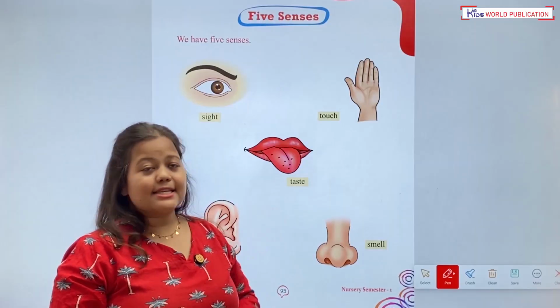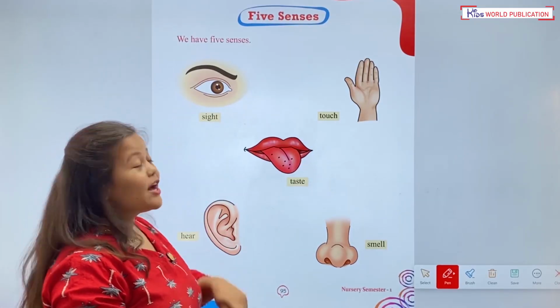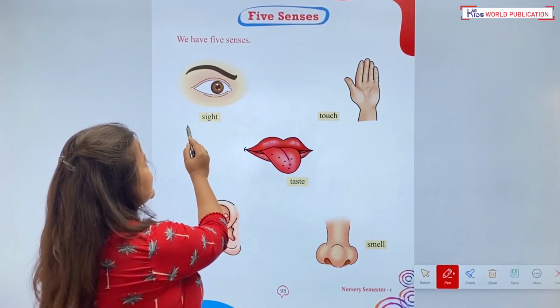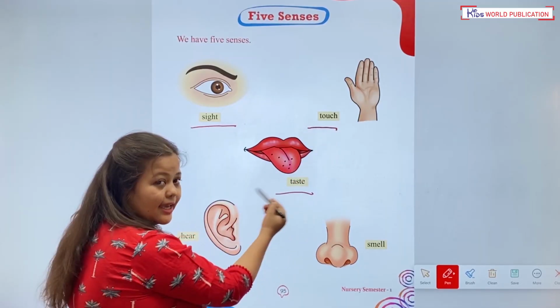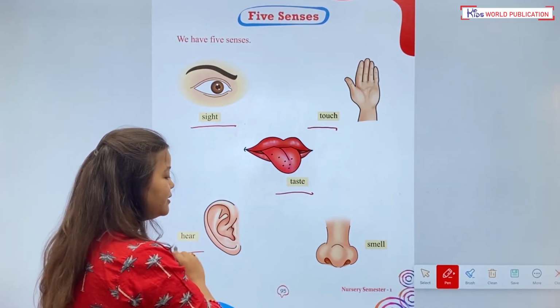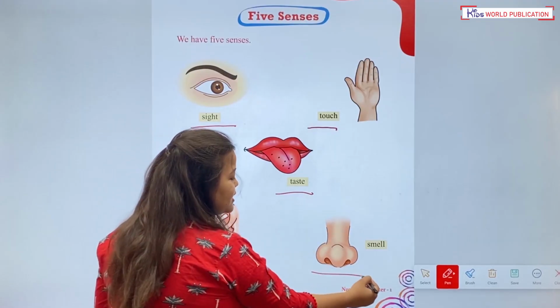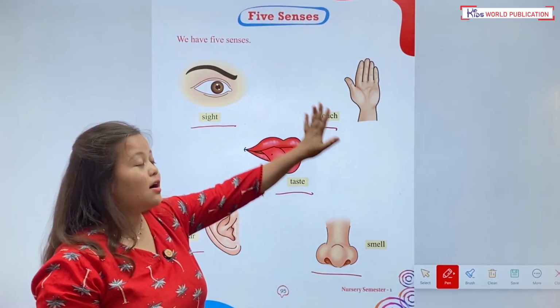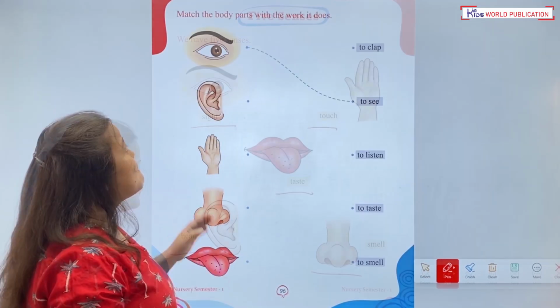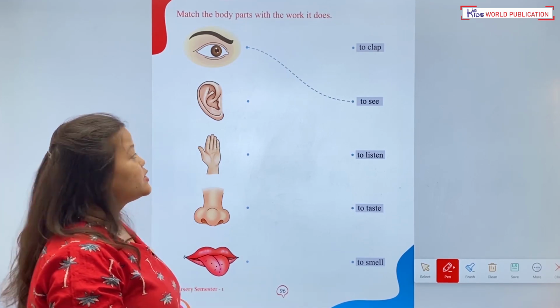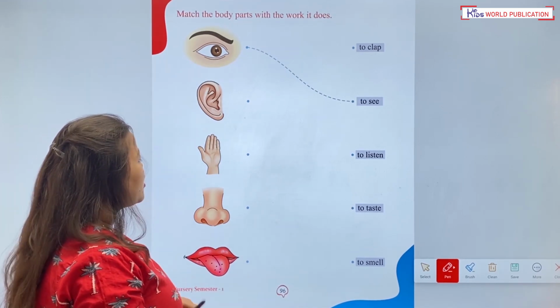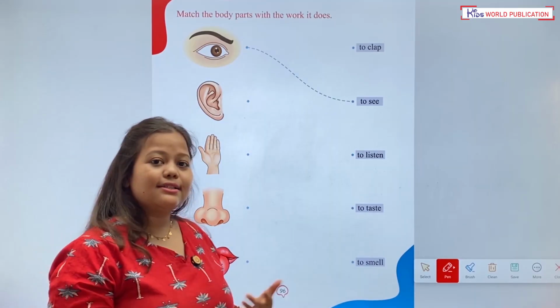5 senses. We have 5 senses: sight, touch, taste, hear, smell. So kids, these are our 5 senses. Match the body parts with the work it does. So kids, we will match the body parts with the work it does.